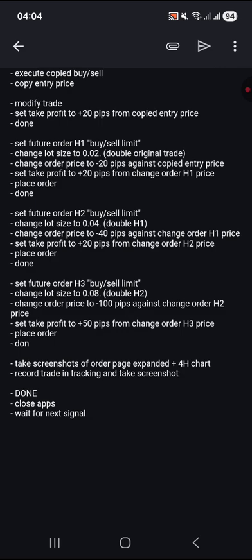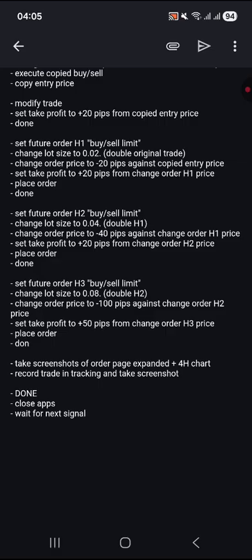So the first hedge order, I'll set a future order, hedge level 1, buy limit or sell limit, change the lot size to double of what the original trade is, so 0.02, if your original trade is lot size 0.01. Then I change the order price to 20 points against the original trade, and I set the take profit to a 20 pip take profit from that hedge order 1 price. And then I place the order, and that's hedge level 1 complete.